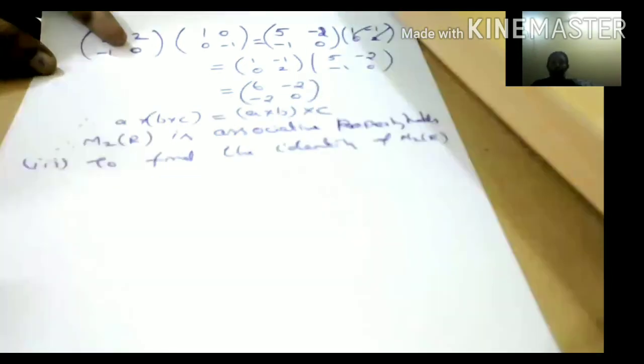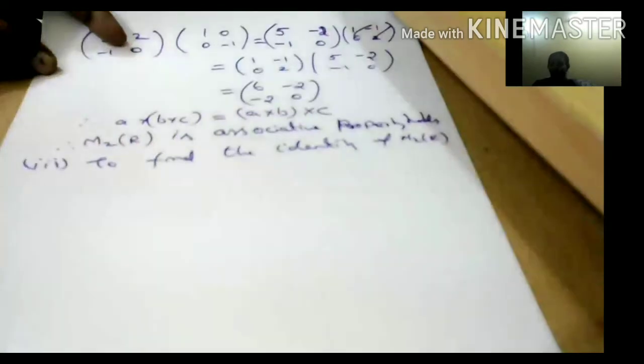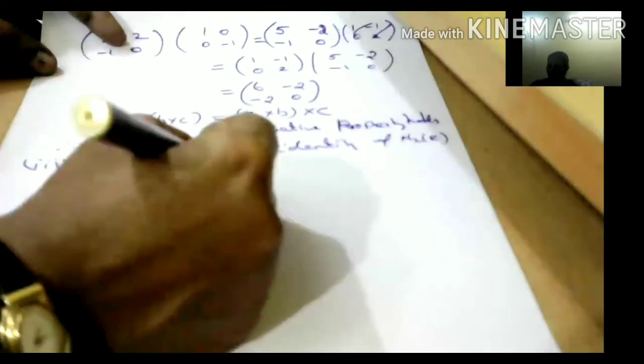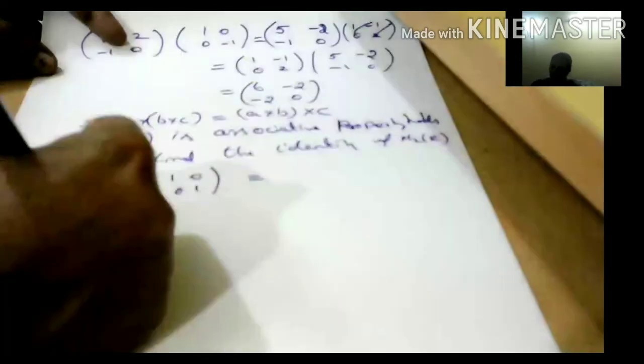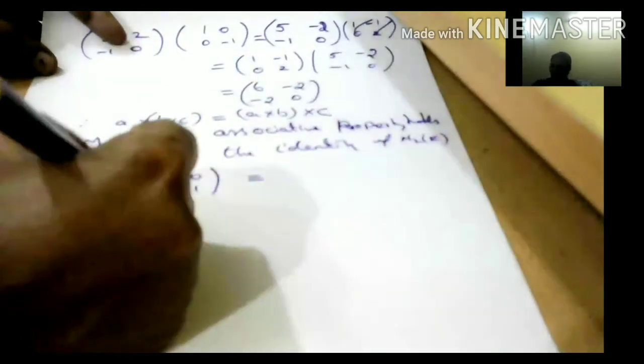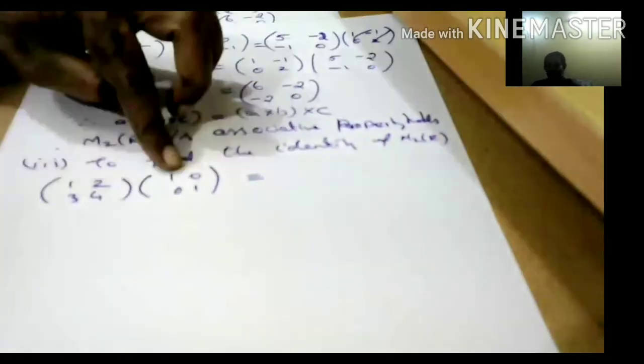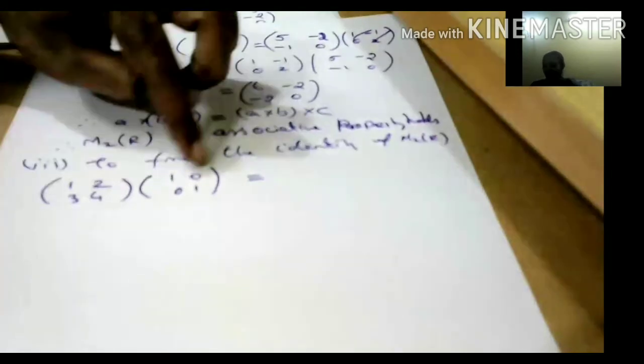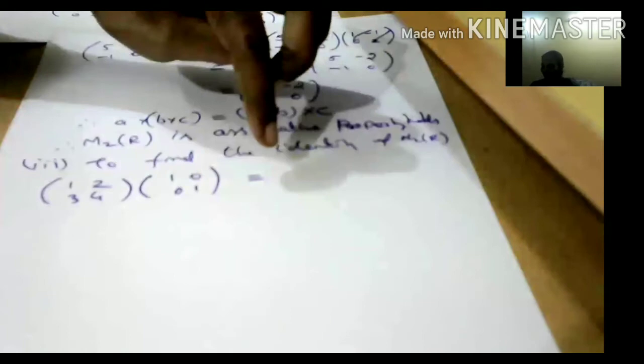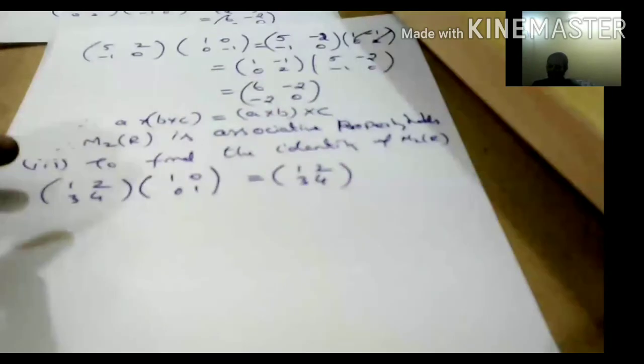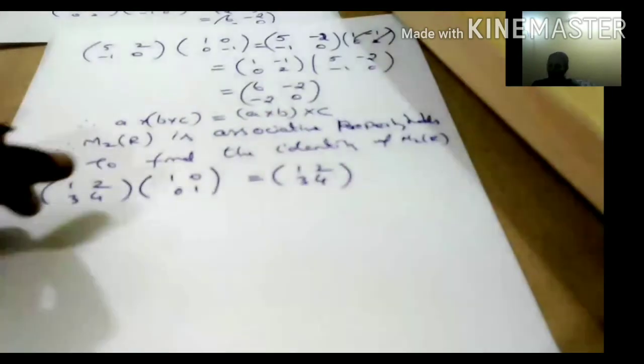So what is the identity element of 2 by 2 matrix? Here we are considering the unit matrix of order 2 by 2. So unit matrix 1, 0, 0, 1. So see here, you can take any one of the matrices, 1, 2, 3, 4. Multiply it with unit matrix. Any matrix with unit matrix, we'll get the same matrix. So you can take any one of the matrices, multiply it with unit matrix, and you'll get the same matrix.